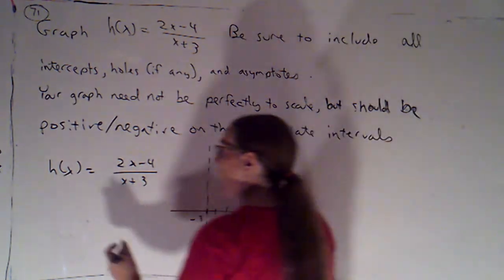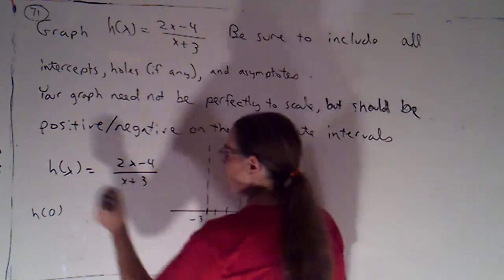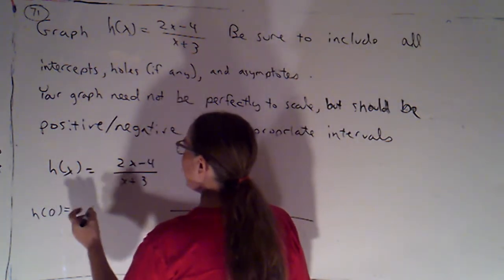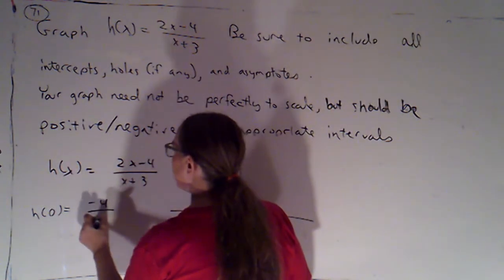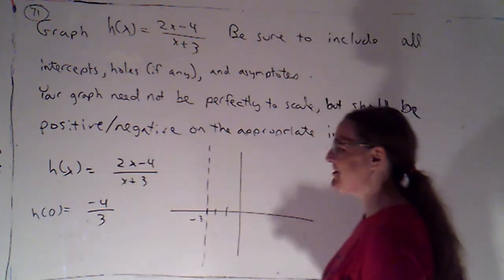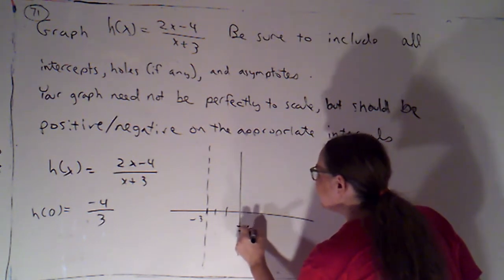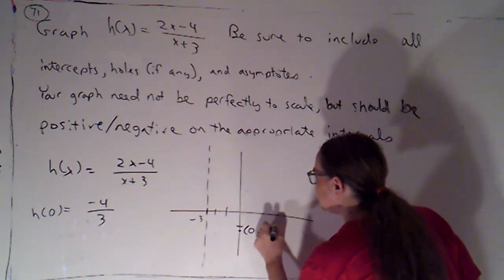If I look for the y-intercept, I'd be plugging in 0 for x. That's going to give me negative 4 over 3. Notice it just kills off the x's. Okay, so my y-intercept is the point 0, negative 4/3.